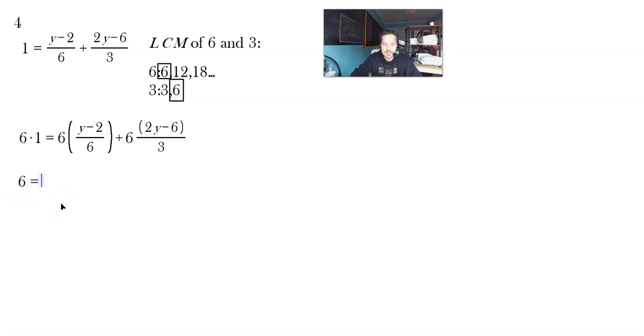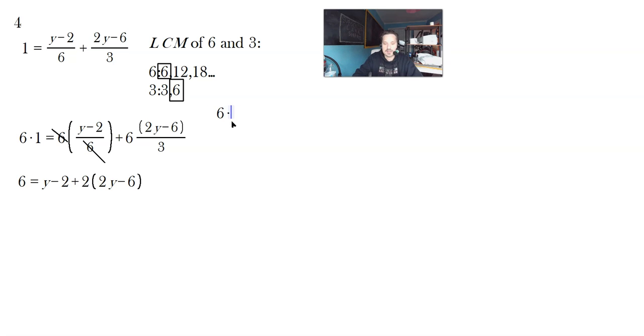So 6 times 1 is 6. Here what you can do is, because 6 is in the top now and 6 is in the bottom, you can just cancel them off. That's going to leave only y minus 2. For the other one, that 6 that you're applying there, you cancel with the 3. So 6 divided by 3, one more time, 6 divided by 3 is going to give you a plus 2 times 2y minus 6. What I've just done here is an allowed move.